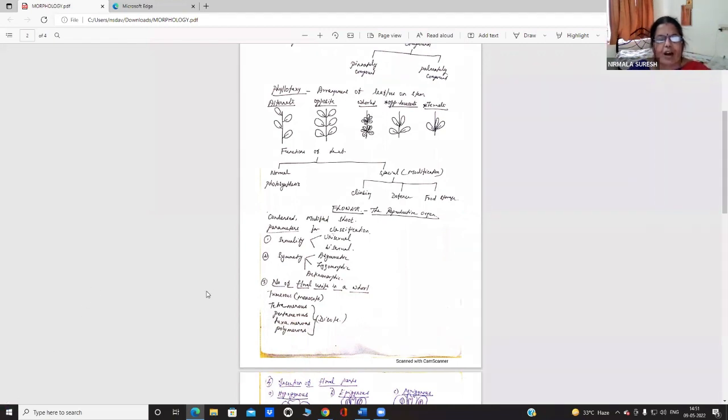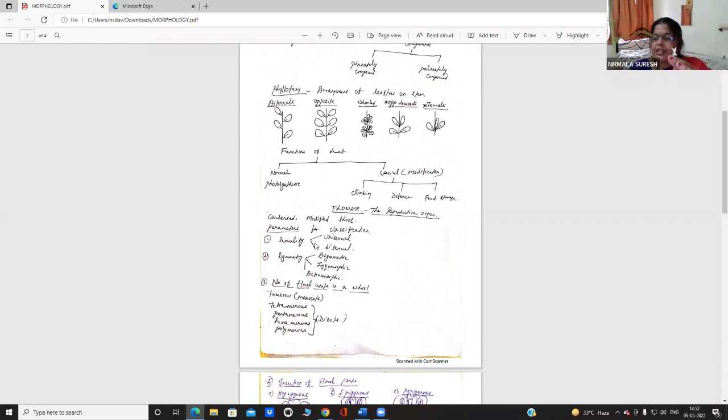So we can define flower as a condensed, modified shoot. Why is it condensed? It does not grow in a normal linear way. It grows in a concentric circle. So it is nothing but a stem. A child will not understand, but show them both. It's a normal stem, it's a condensed stem.